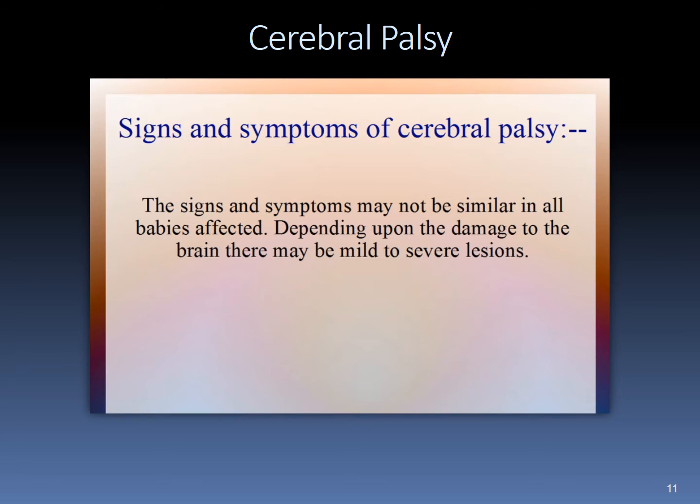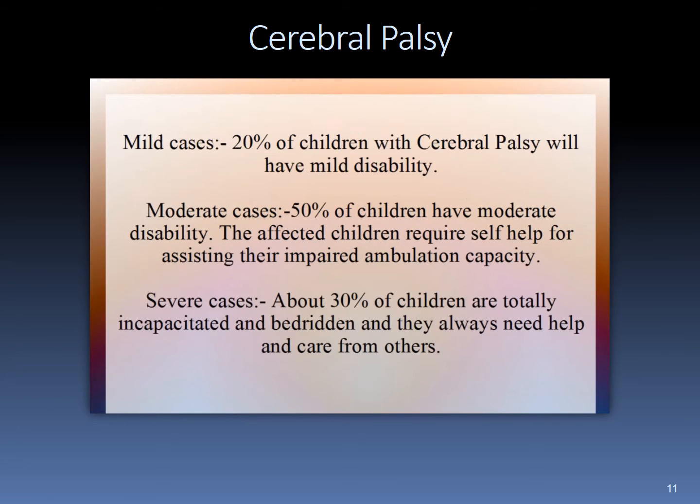Signs and symptoms of cerebral palsy may not be similar in all babies affected, depending upon the damage to the brain, where there may be mild to severe lesions.